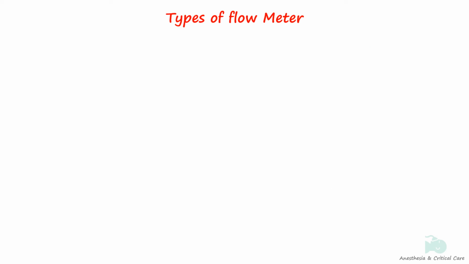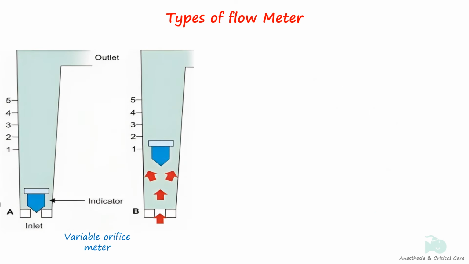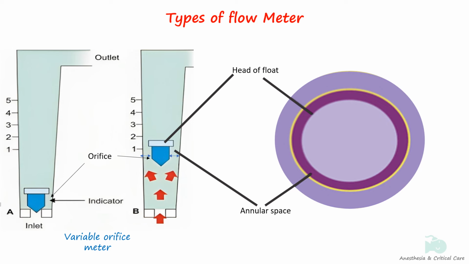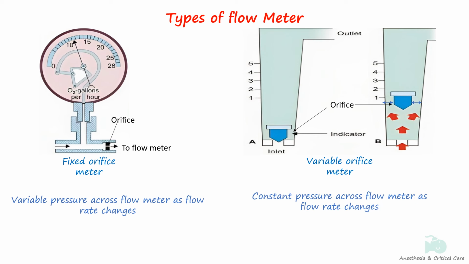There are two types of flow meters depending on the size design of the orifice. They are variable orifice flow meters and fixed orifice flow meters. The orifice, or the annulus, is the area between the outside of the bobbin and the inside of the gas tube. In fixed orifice flow meters, the pressure across the flow meter varies as the flow rate changes, whilst the pressure is constant in variable orifice flow meters.